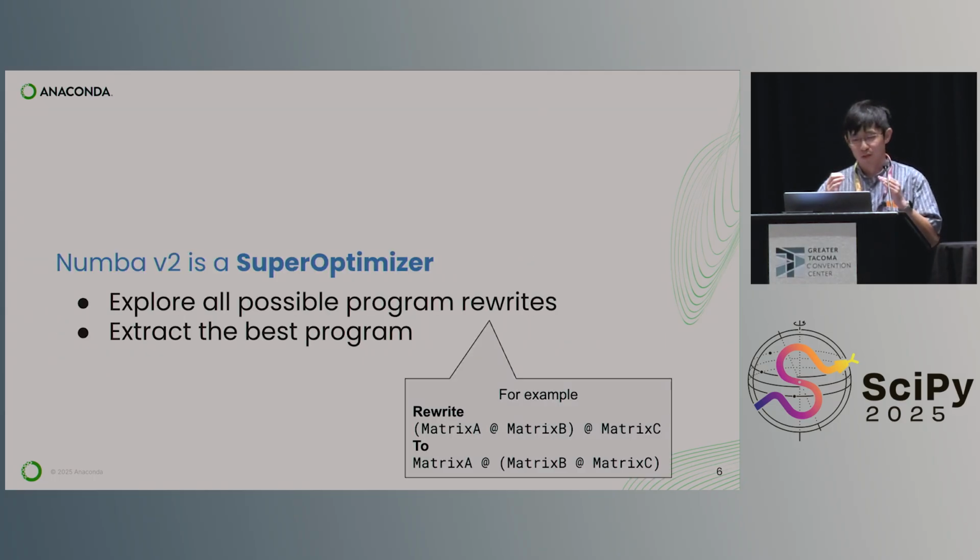SuperOptimizer means it's a compiler that explores all possible program rewrites and extracts the best program for you. By rewrite, I mean you can have two equivalent expressions, like the example I show there, based on matrix associativity of multiplication. Left associative is the same as right associative, minus IEEE 754. This is an example of a rewrite, and we will talk more about that.